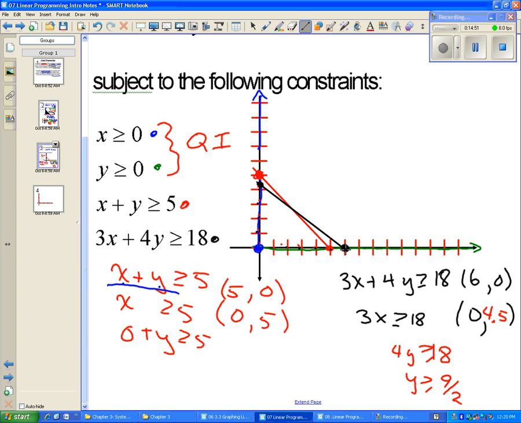And that is the line that I want. Let's try the point here that I've been trying, 0, 0. Let's do a different color, 0, 0. If I plug in 0, 3 times 0 is 0, plus 4 times 0 is 0, 0 plus 0 is 0. That is not greater than or equal to 18. So again, I want what's above this black line.